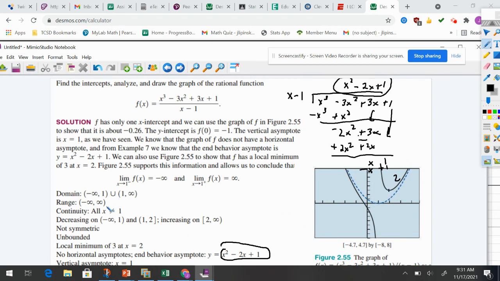Not symmetric. Not many of these will be symmetric. It's unbounded because it goes all the way up, it goes all the way down. It has a local minimum at 3. You would be able to find that ordered pair. Remember, that's the y value. Okay, the ordered pair 2, 3, we would find that on Desmos. There's no horizontal asymptotes, but we put down the end behavior asymptote. Notice I don't call it a slant because it's not a line. And then it has a vertical asymptote at x equals 1.